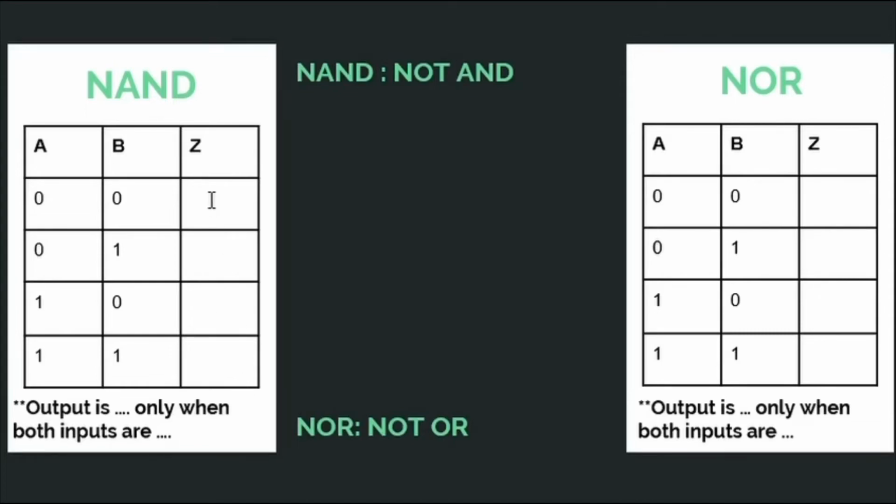If you remember from the AND gate, the output was 0, 0, 0, 1. So what you're gonna do now is revert this output of the AND. Take this output and then revert it. Try to think what the output is gonna be only when both inputs are what. Try to pause this video and complete the table, and then come back to compare your solutions with my solution in the next slide.